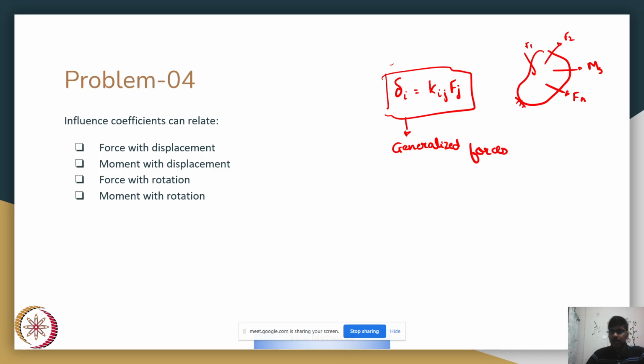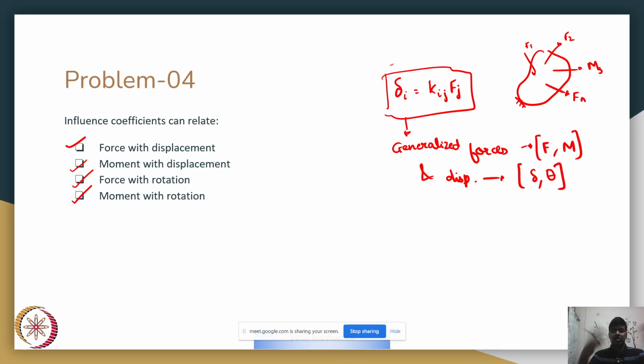Generalized forces would be nothing but force, comma, moment, whereas generalized displacement would be nothing but displacement and rotation. So influence coefficients can in theory relate any of these with any of these. So you could have a force displacement relation, a moment displacement relation, a force rotation relation, as well as a moment rotation relation. So influence coefficients can be defined for all these 4 cases.